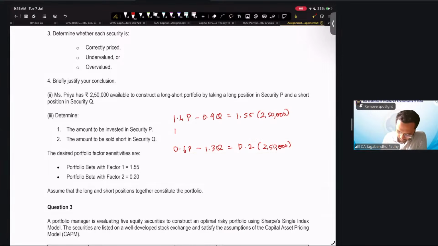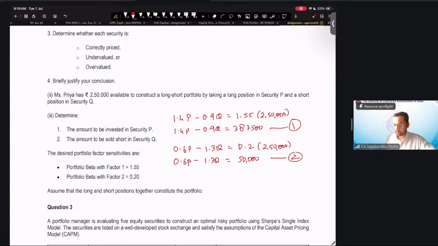So of course, the equations turn out to be 1.4P minus 0.9Q is equal to 3,87,500, and 0.6P minus 1.3Q is equal to 50,000. That's the second equation. Can we solve both the equations and get the answer?